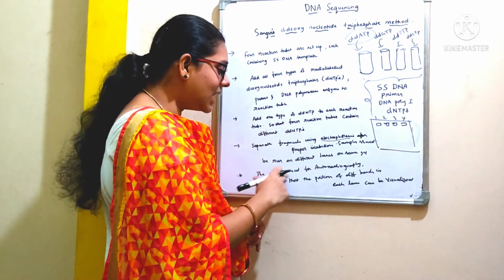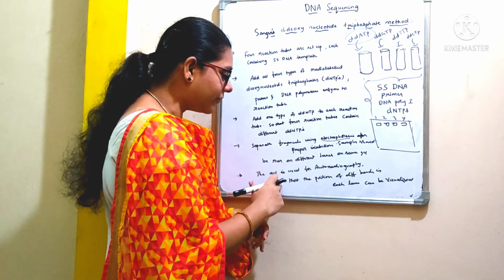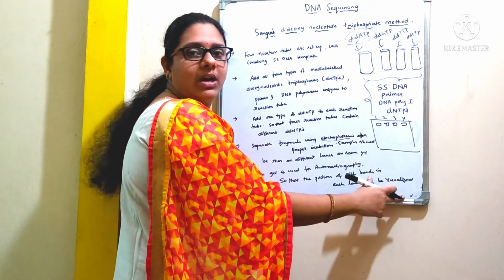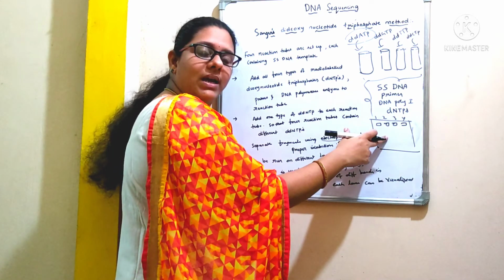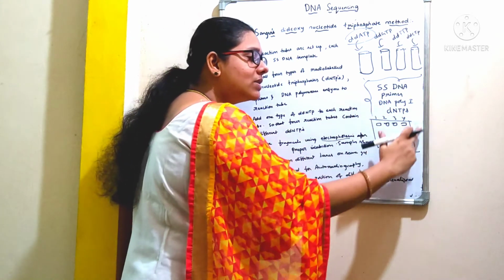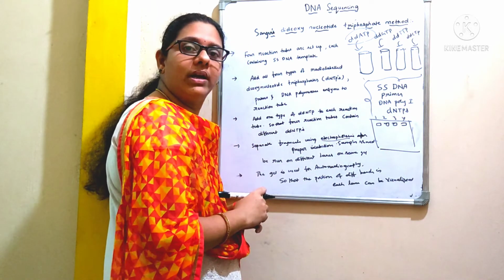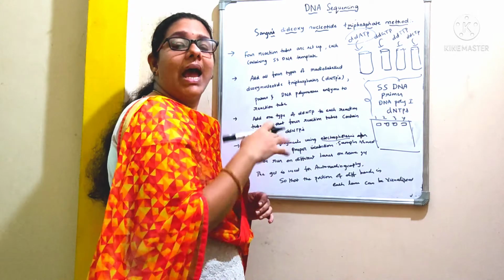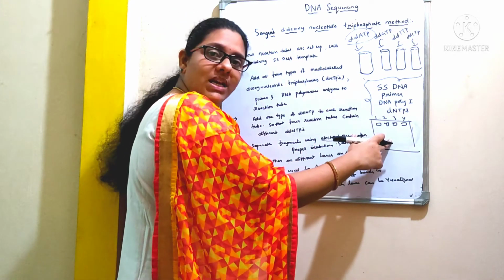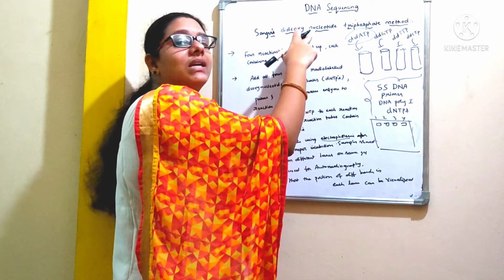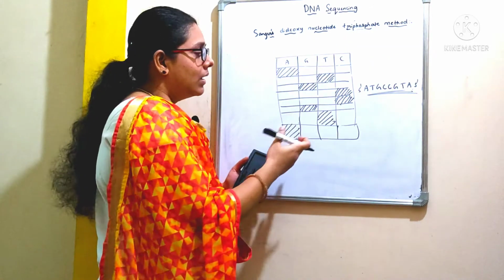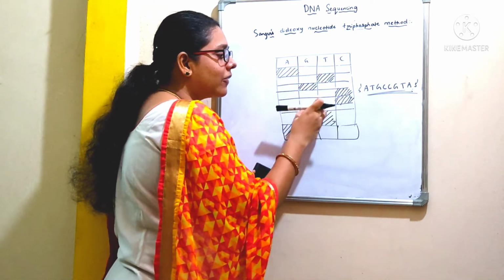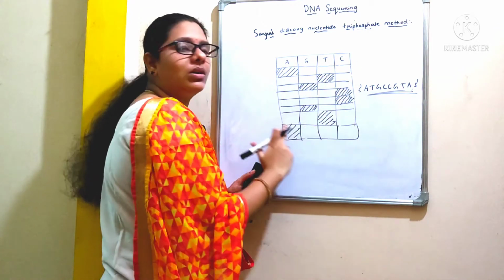The gel is used for autoradiography so that the position of different bands in each lane can be visualized. Now, after performing electrophoresis, we need to subject this gel to autoradiography in order to visualize different DNA bands. And based on the pattern of those DNA bands, we can determine the sequence of DNA. Look at the gel picture carefully. These are the different DNA fragments that are visualized on the gel picture.